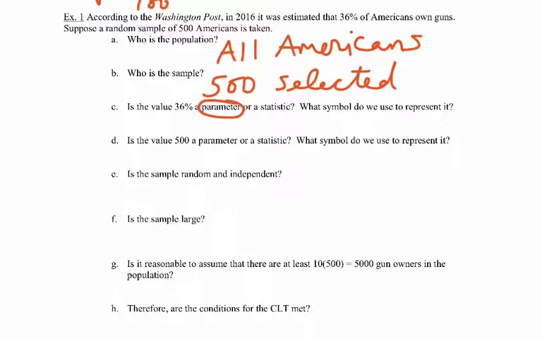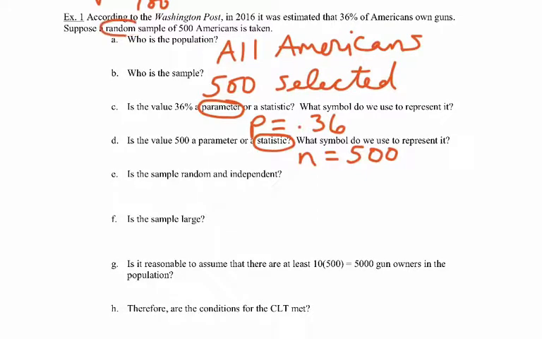And since it's a proportion, we would use P. So the proportion for the population, remember, is P. So that would be 0.36. And then is the value 500 a parameter or a statistic? Is that a measurement on the population or my sample? Well, that's a measurement on my sample, so it's a statistic. And the symbol we would use, it's the size of my sample, so it would be N. N equals 500.